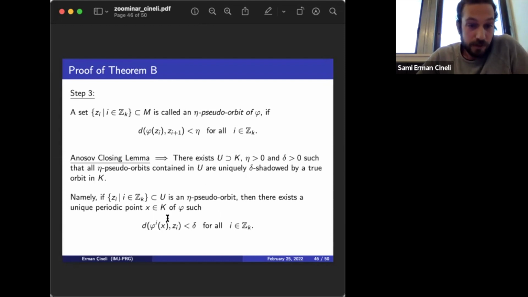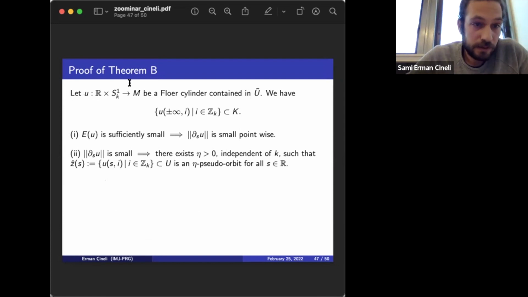Let me say the same thing again. Let's take an eta pseudo orbit that is contained in U. Then there exists a unique periodic orbit in K such that phi to the i of x follows z_i up to delta error. And this x is unique. Now we will use this lemma.